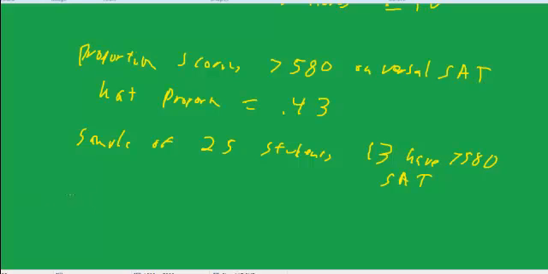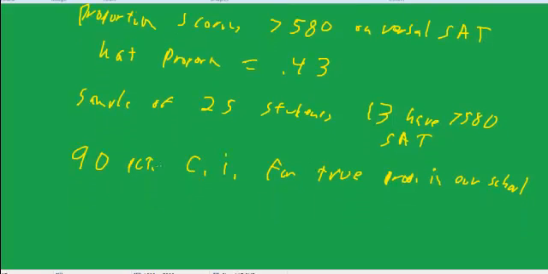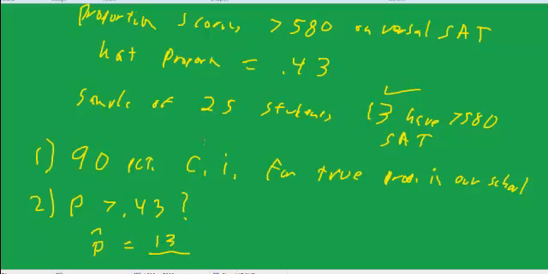And let's say we want to do first a 90% confidence interval for the true proportion in our school. And we might want to do a test to see whether our proportion, which we'll call P, is greater than the 0.43 national average. So these will be two things that we'll do with this data. Okay, so our sample proportion, which we won't have to calculate, is something called P hat, and that's simply the proportion of successes, 13, divided by the total number of trials, or students in this case, 25. And I'll predict that that will be 0.52.